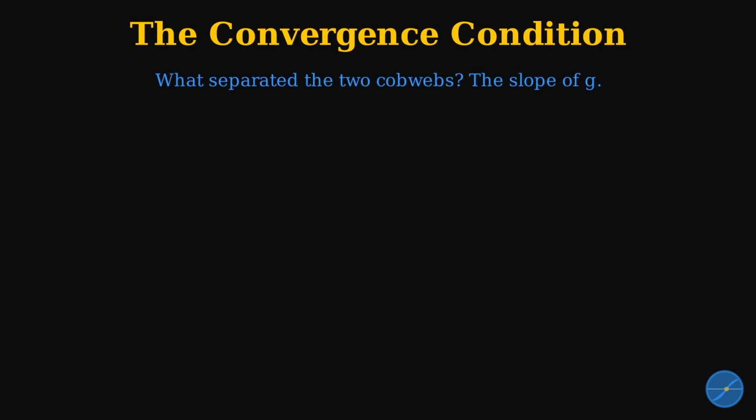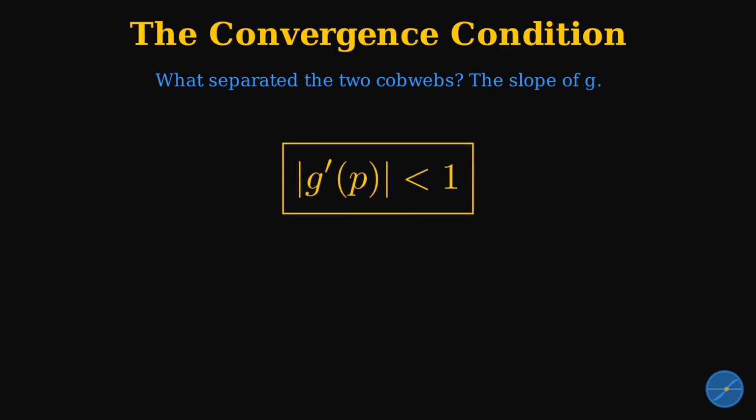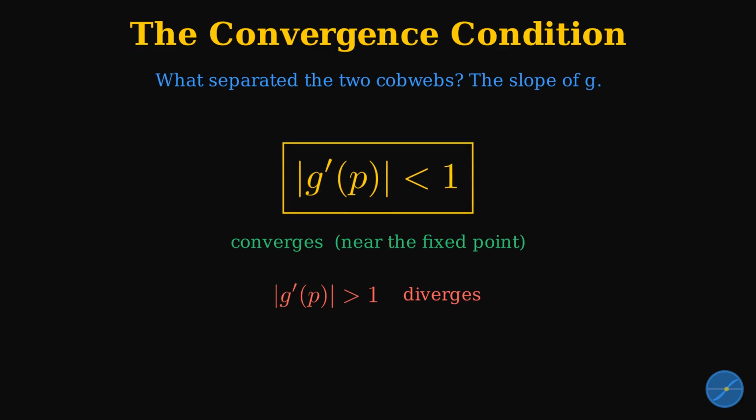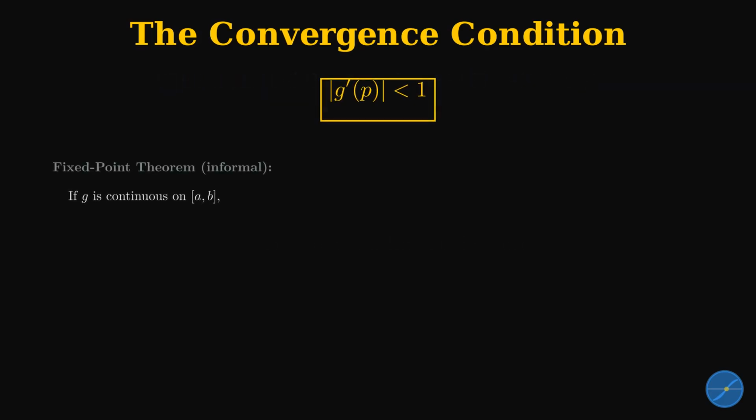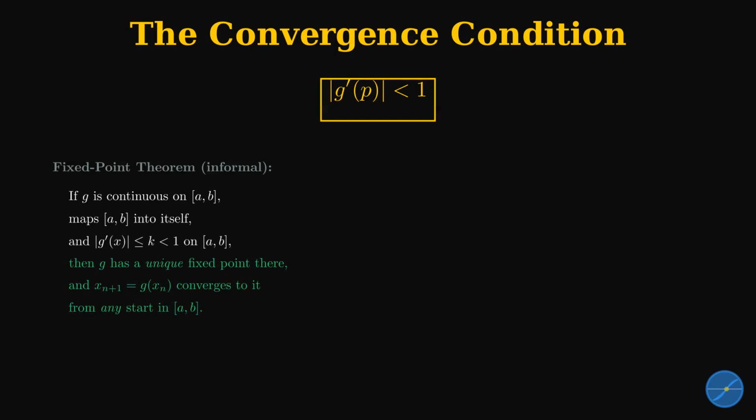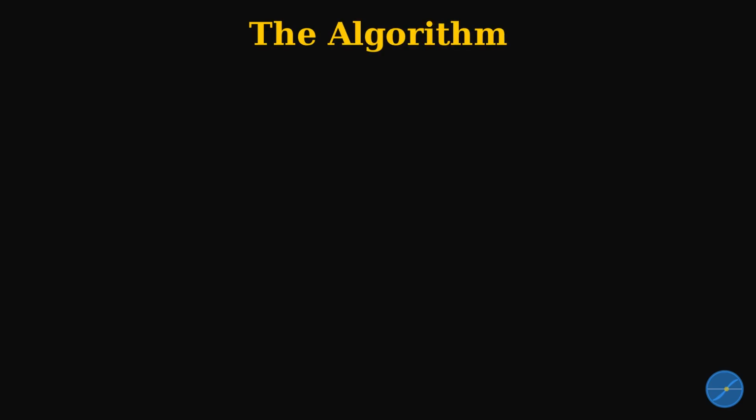What separated the two cobwebs was the slope of g at the fixed point. Here's the condition. The iteration converges when the size of g prime of p is less than 1. As long as you start near enough, it converges. If the absolute value of g prime of p is greater than 1, it diverges. More formally, if g is continuous on an interval, maps that interval into itself and its slope stays below 1 in size throughout, then g has a unique fixed point there, and the iteration converges to it from any start in the interval.